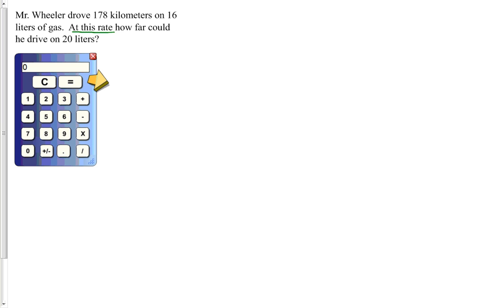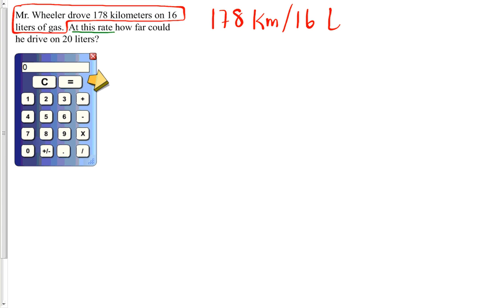So the key here is, again, an assumption that we've got a specified rate. So the first thing that we need to do is find out what that unit rate was for Mr. Wheeler before we can apply it to our supposed new numbers. So first off, we identify that Mr. Wheeler drove 178 on 16 liters of gas. So our unit rate would look like 178 km on 16 liters.